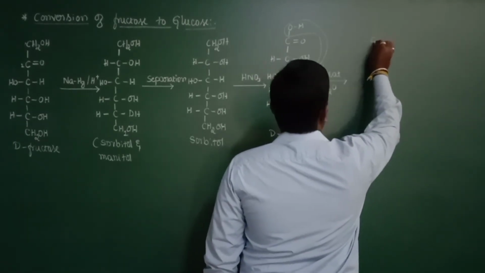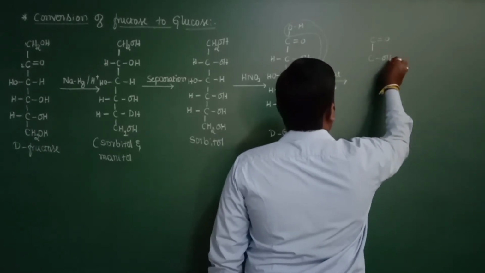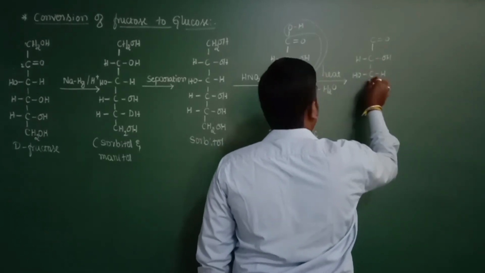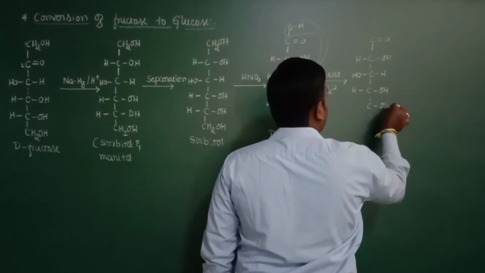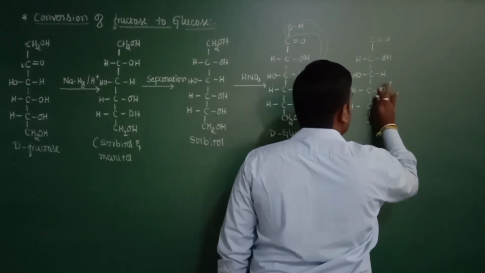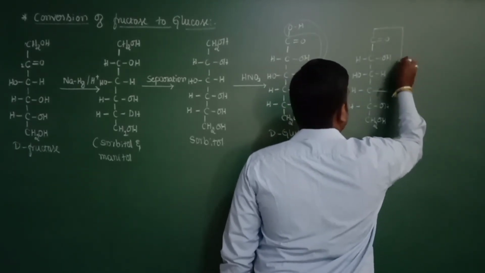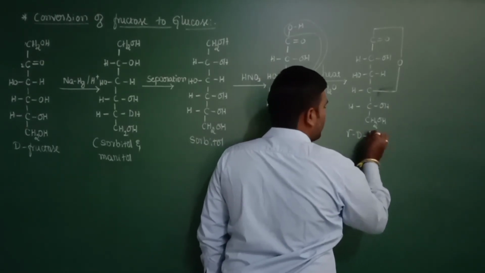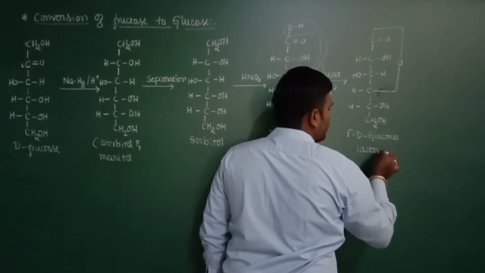So we are going to have C double bond O, C, OH, H, C, H, OH, and at fourth position, OH, H, and at fifth position, OH, H, and at sixth position we'll be having CH2OH. But as I said, the fourth position OH has interacted with the carboxylic group at first position, so we'll get a cyclic structure. This is called gamma D-gluconolactone. That's the name of this intermediate.